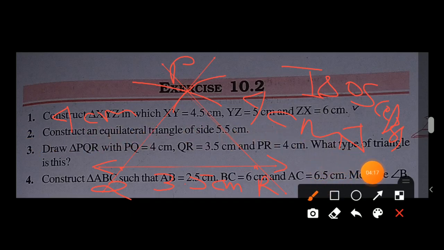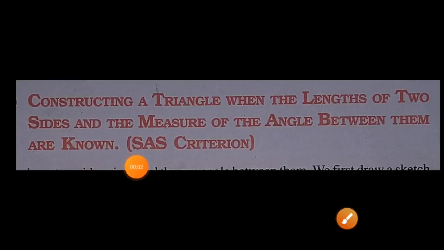What type of triangle is this? This is the second part of this question. So we can say this is the isosceles triangle. Now the next criteria in which we are going to construct a triangle when the lengths of two sides and the measure of the angle between them are known. That is SAS criteria, side angle side criteria, in which the measurement of two sides and the angle between them is given.